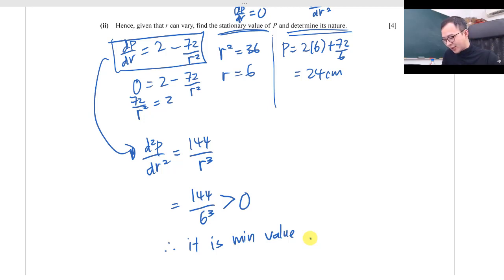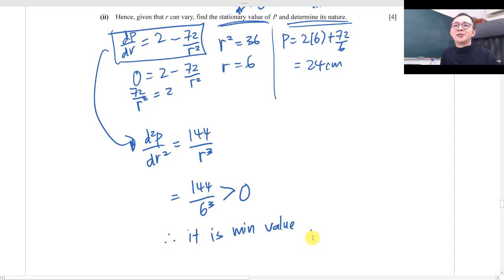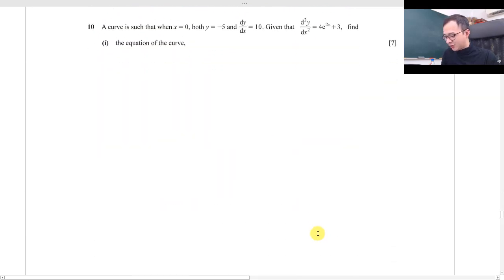Is that 3 dot okay? Yeah, you don't need to do the 3 dot thing. Okay, just ignore it. Alright, so let's go to question number 10 here. A curve is such that x equals 0 and y equals negative 5. Find the equation of the curve.